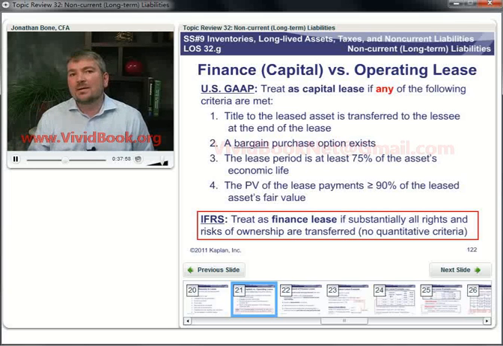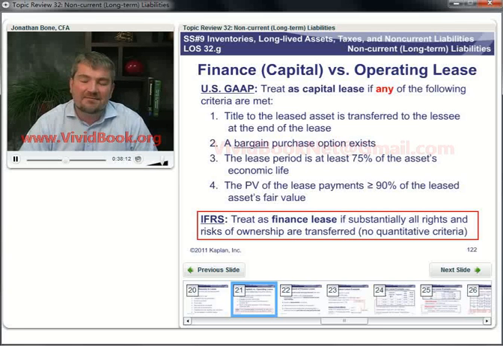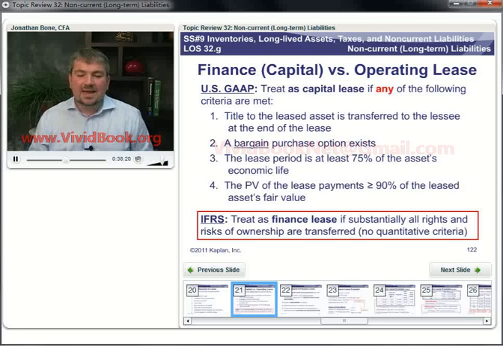Number 1, title to the leased asset transfers to the lessee from the lessor at the end of the lease. Now, we would typically refer to this as hire purchase in the UK. So you make your lease payments, and at the end, when you make your final lease payment, you become the owner of the asset. Okay. Number 2, a bargain purchase option exists. So at the end of the lease, you have the right to buy the asset below its fair market value.